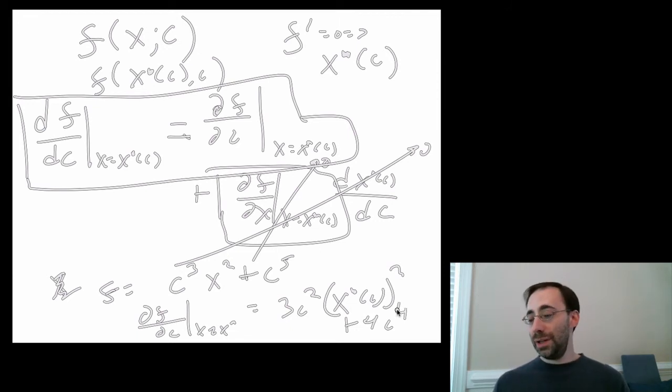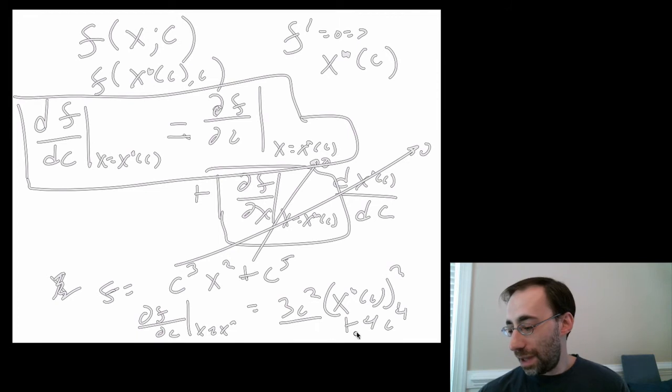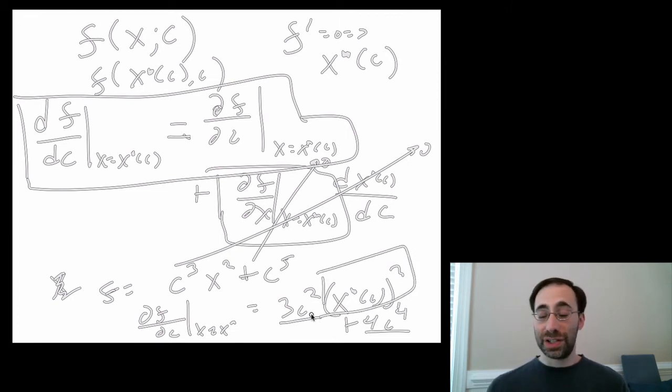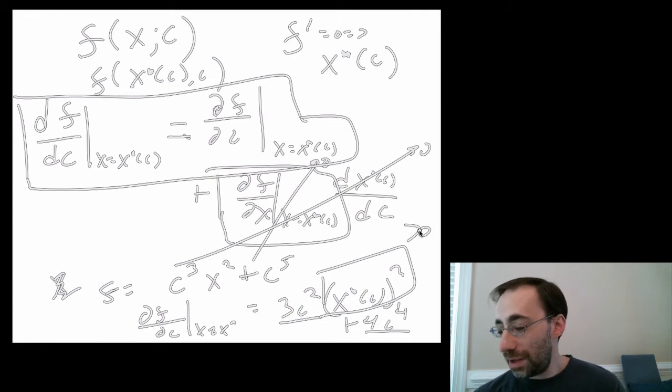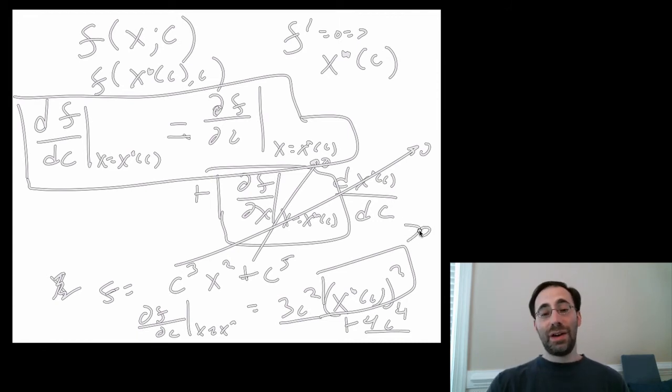How does that help us? Well, that's positive, that's positive. This has to be positive regardless of what it is because it's squared. So this thing is greater than 0. So I've just determined the sign of the rate of change in the function f with respect to c without ever calculating the optimum. So in this case, we can use the envelope theorem to understand how the function itself changes with respect to the parameter without ever calculating the actual optimum. You can't always do that, but when you can, it can be helpful.